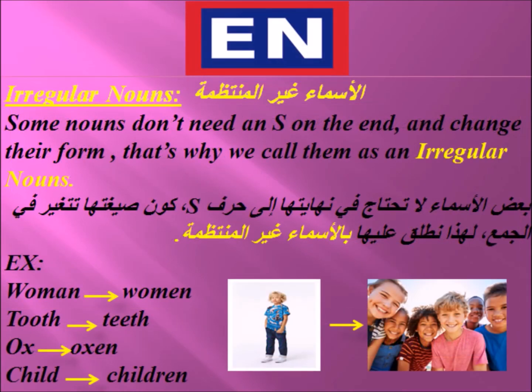Now let's move to the second type of the plural nouns, which is the irregular nouns. The first rule of this type says, some nouns don't need an S on the end, and they change their form. That's why we call them irregular nouns. For example, woman, it becomes women. Tooth, teeth. Ox, oxen. Child, children.